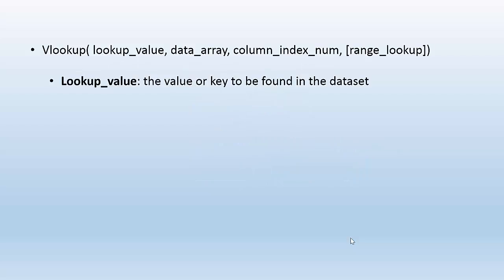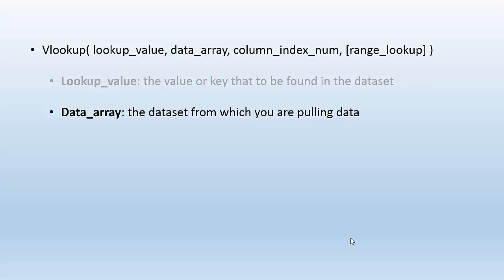The lookup value is the value or key to be found in the dataset. A VLOOKUP always looks for this value in the far left column of the dataset, and it only will return the first instance, so I suggest that this value is always unique. The data array is simply the dataset from which you are pulling data, so this will be the location in the Excel file of the data.